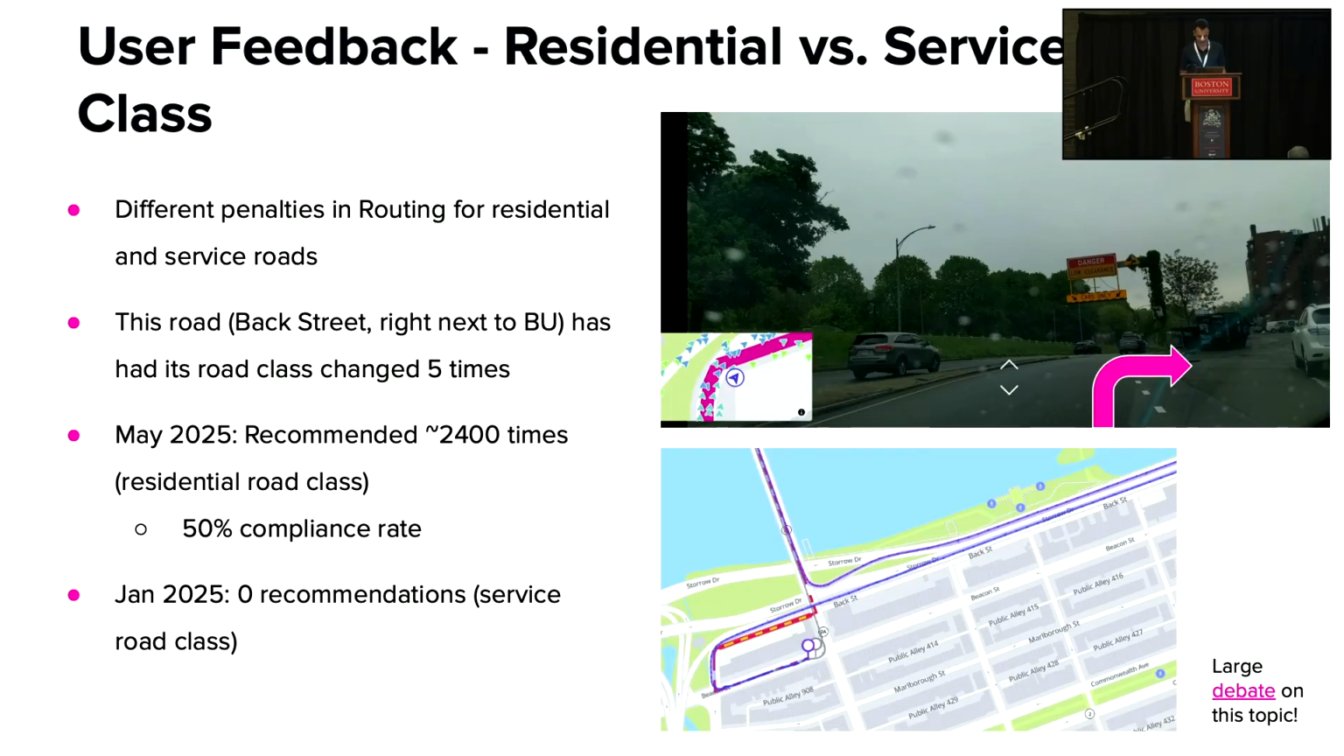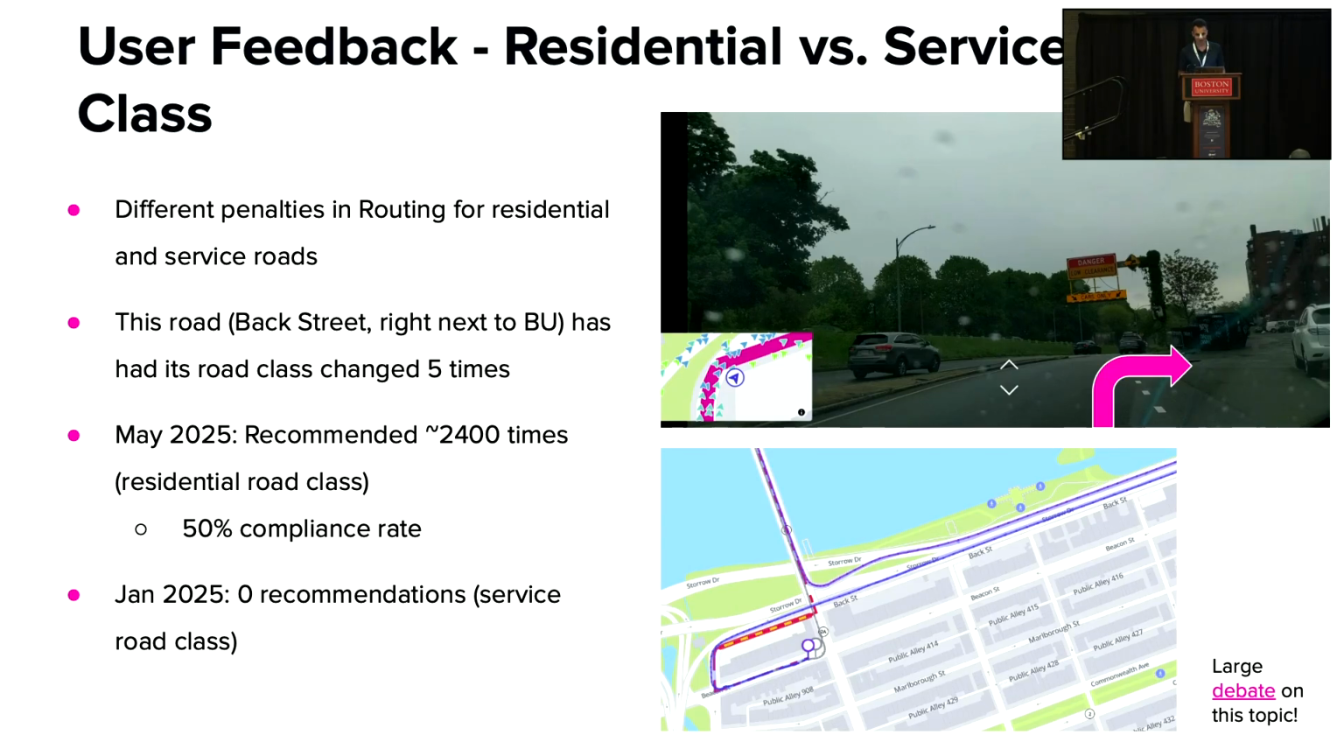This is quite close to the conference center, but this road has had its highway tag changed 5 different times from residential to service road. And the driver is asked to turn right into this narrow alleyway. And if you miss this turn, you can see in the bottom right, there's a long detour to get back to where you need to go. In May, so just this past month, we recommended this maneuver 2,400 times with a 50% compliance rate. And in January, when we first noticed this issue, we recommended it 0 times after we updated the tag.